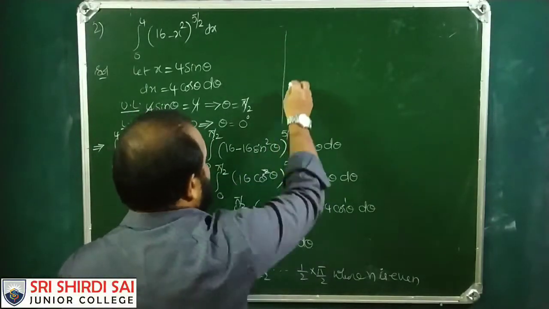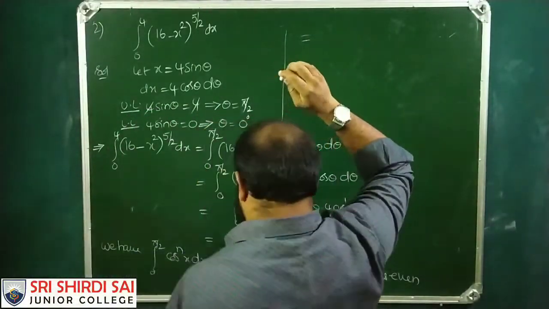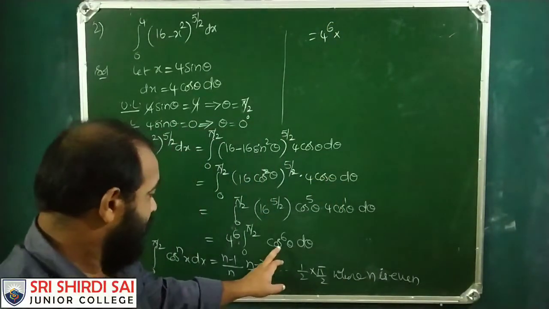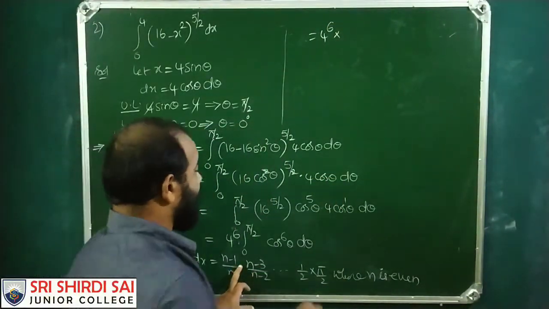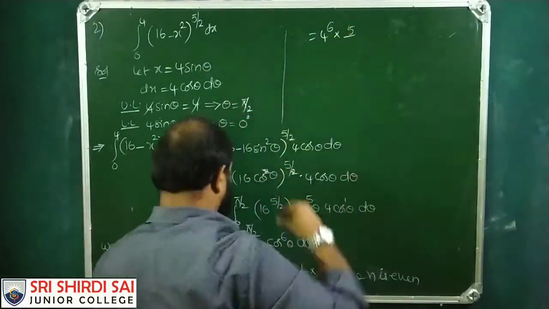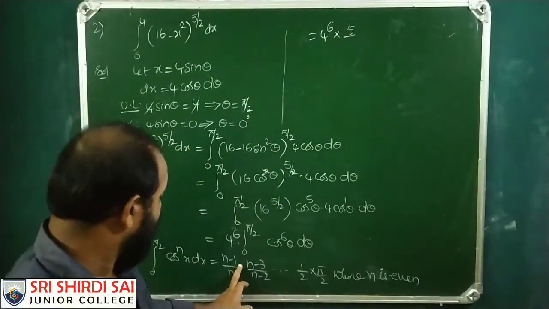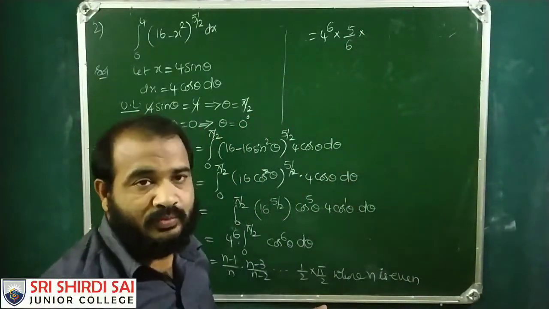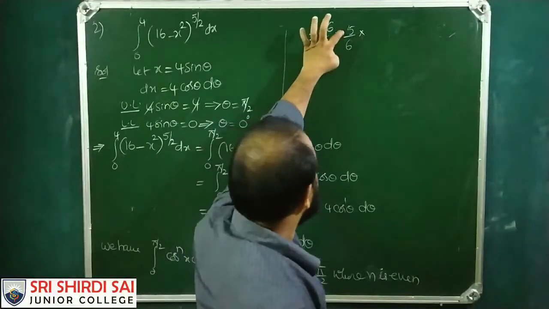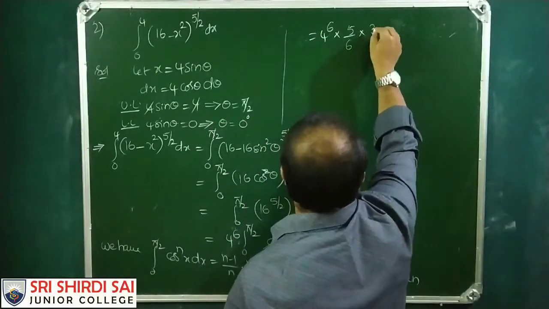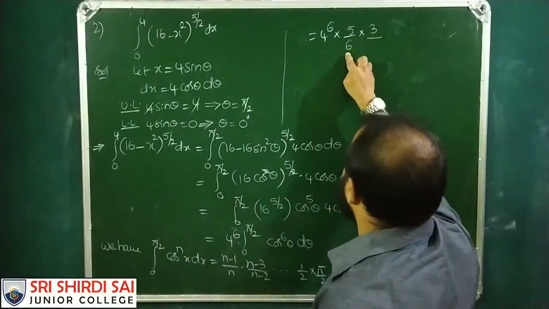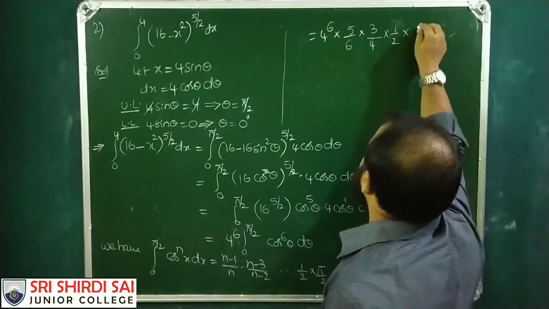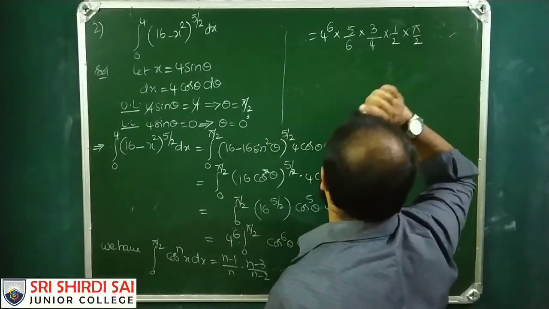Therefore, this is equals to 4 power 6 into 6 minus 1 is 5 by n value is 6. Into, further reduction is possible or not? Of course, because 5 minus 2 is 3, 6 minus 2 is 4, 1 by 2. If I am getting 1 by 2, then ultimately pi by 2 we have to end up.